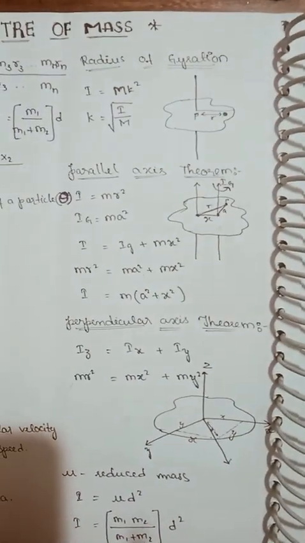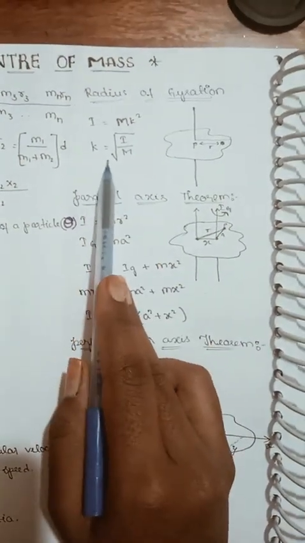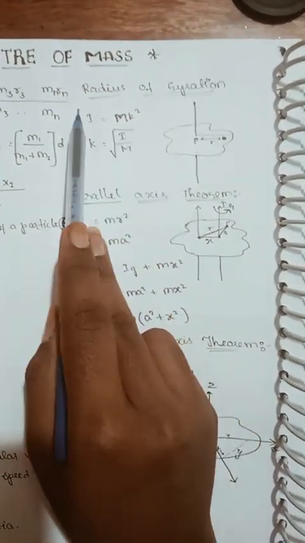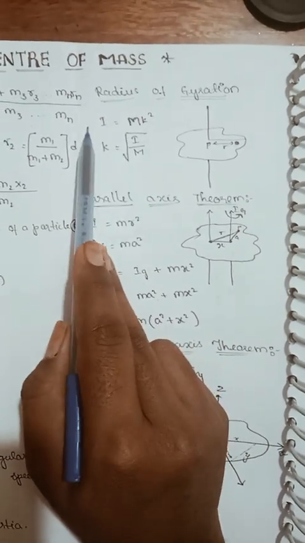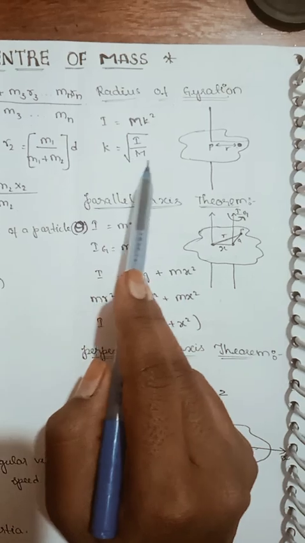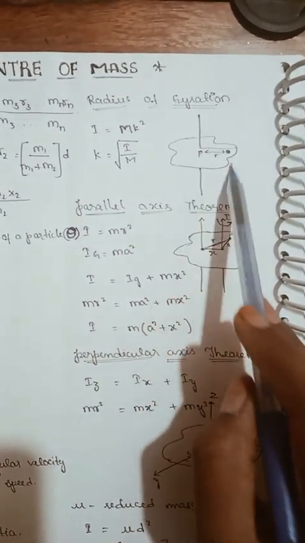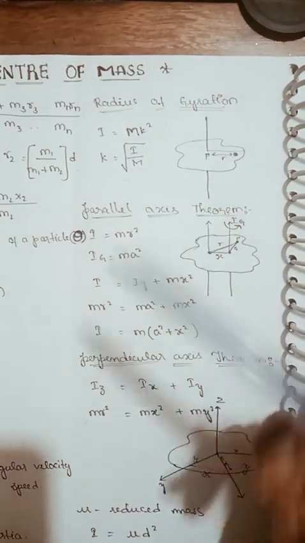And next is the radius of gyration. In radius of gyration, I is equal to m k square, whereas k is equal to the root of I by m. So the m goes down and the root comes up. It forms k is equal to root of I by m. This is the small diagram which represents the gyration.